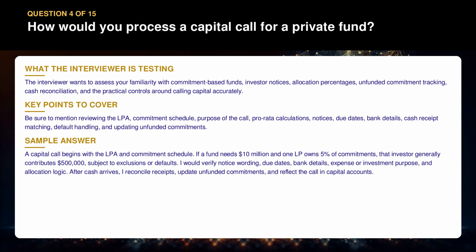A capital call begins with the LPA and commitment schedule. If a fund needs $10 million and one LP owns 5% of commitments, that investor generally contributes $500,000, subject to exclusions or defaults. I would verify notice wording, due dates, bank details, expense or investment purpose, and allocation logic. After cash arrives, I reconcile receipts, update unfunded commitments, and reflect the call in capital accounts.